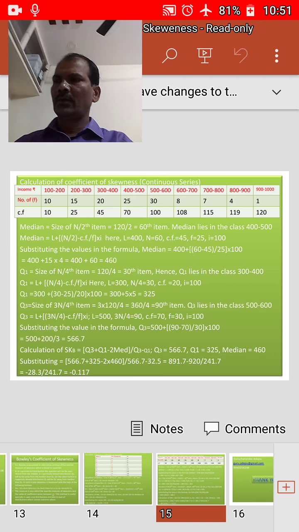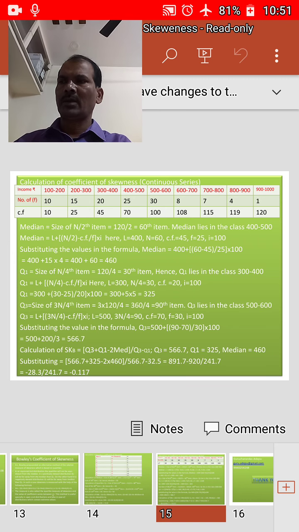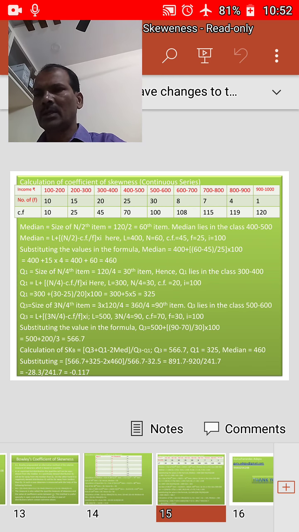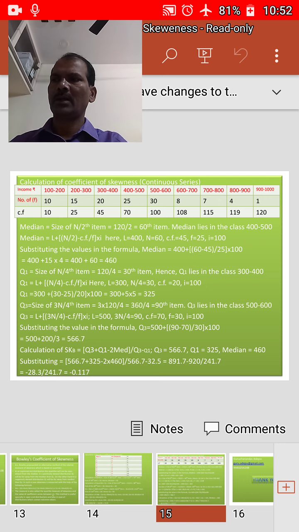Now if you take Q3, size of the 3n by 4th item, 3 into 120 by 4, that is 360 by 4, equal to the 90th item. Q3 lies in the class where the 90th item of the cumulative frequency lies, in 100, hence the corresponding class 500 to 600 will be the Q3 class.